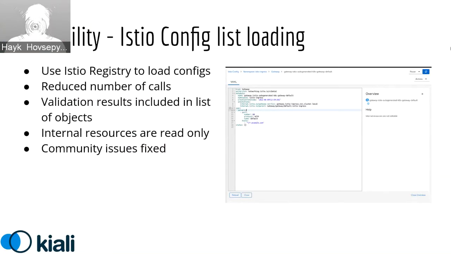So now it is making fewer calls to the backend and loading the Istio config list together with the validations, which are also generated from the configs loaded from the Istio registry. And this information is shown on the Istio config list with fewer calls to the backend. Also, it is filtering some internal resources which are available in the registry, and those resources are marked as read-only when clicking to the details of these configurations. Yeah, and a couple of community issues were fixed there. That's it. Thank you. Nick? Thanks a lot, Heike.